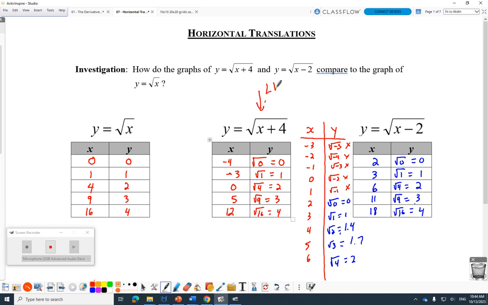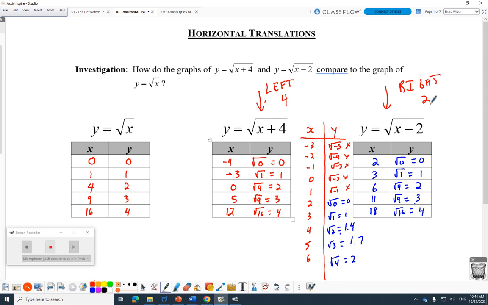left 4. This one, right 2. Lesson over. No, not quite. I got a few details, but if you get that, you're home free. Nothing harder than that on a Friday.